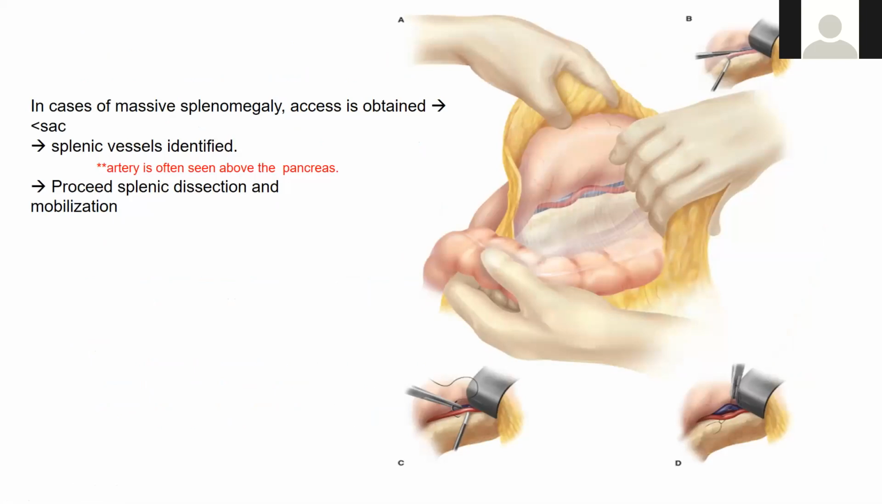And as we mentioned, the artery is usually on top of the pancreas, and you can take control of the splenic vessels after entering the lesser sac and finding it on top of the pancreas. Once you've identified this, then you can move on to your splenic dissection and your medial mobilization of the spleen.